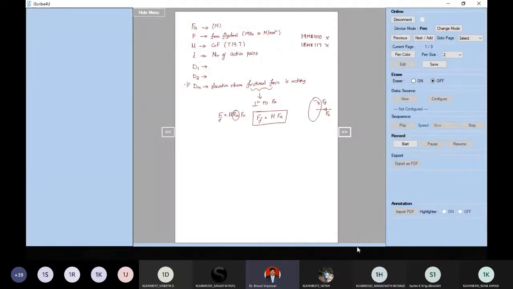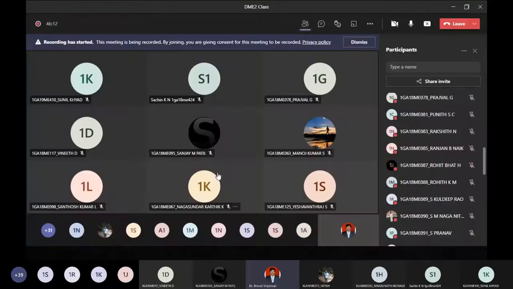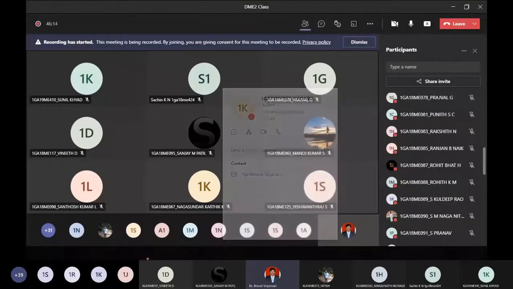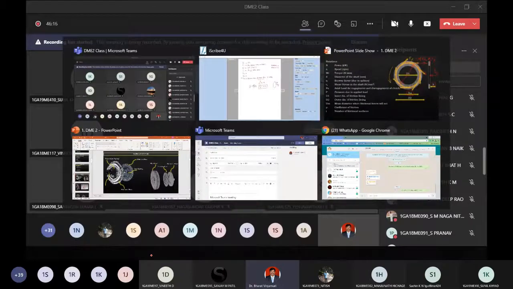All right. So once again, guys, these are exactly the equations. Let me go ahead with this design.